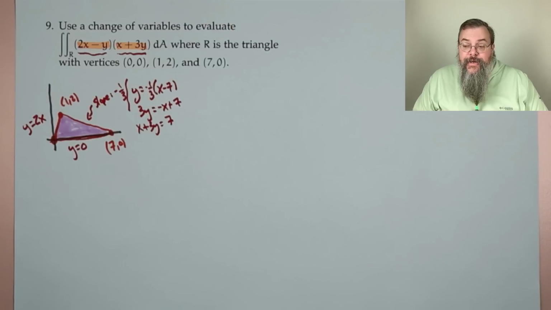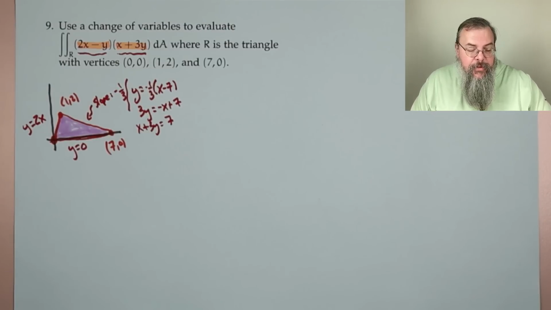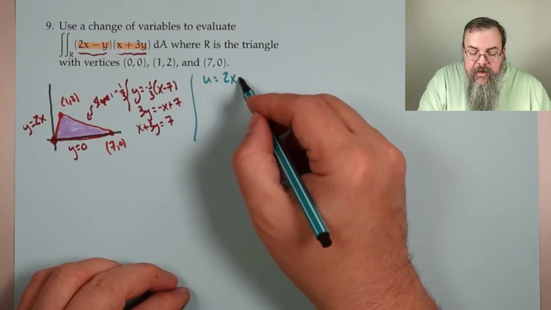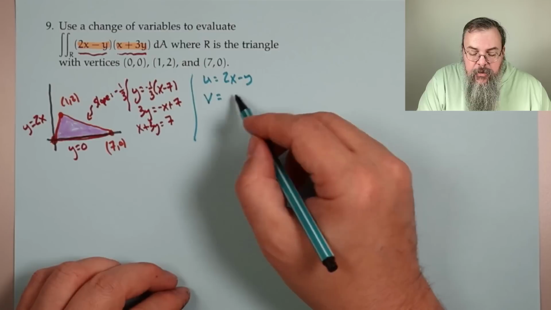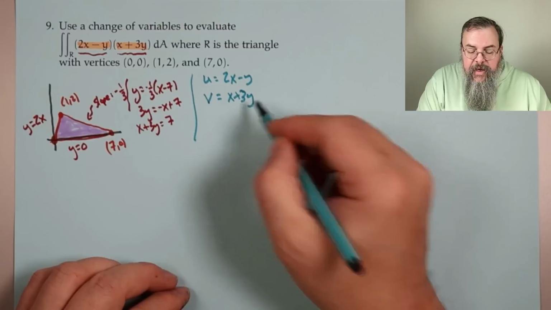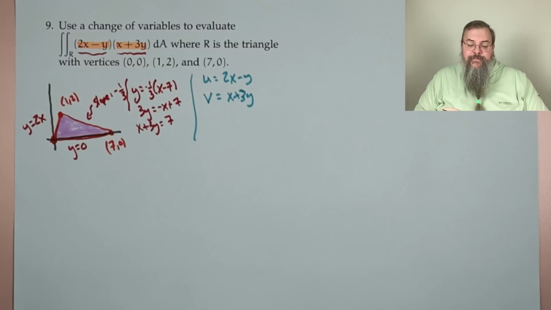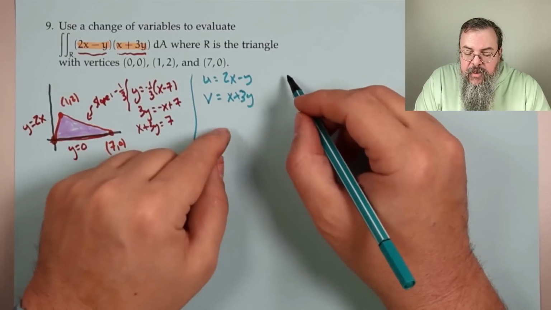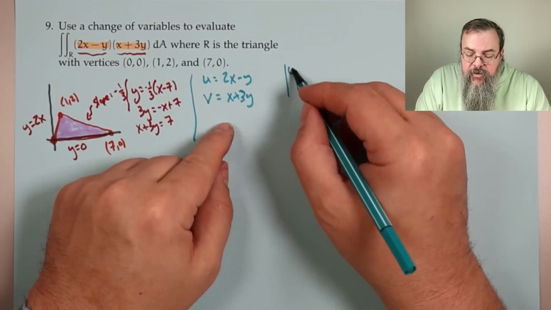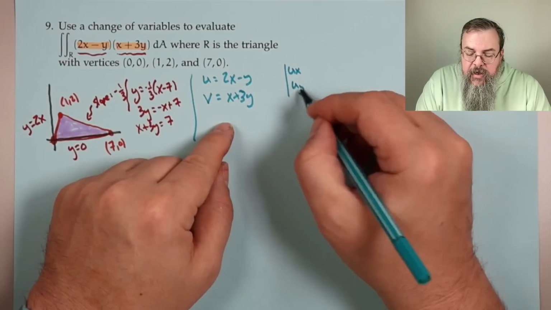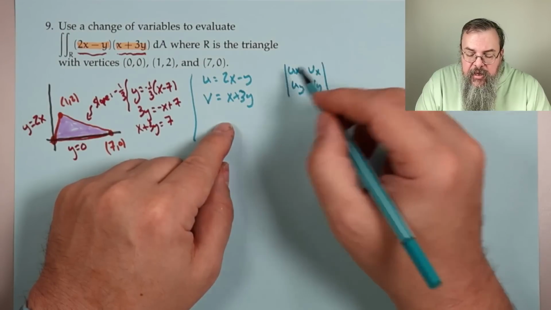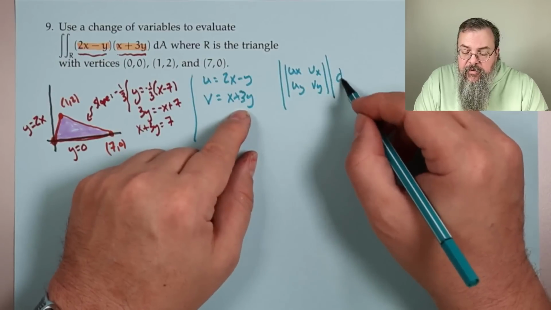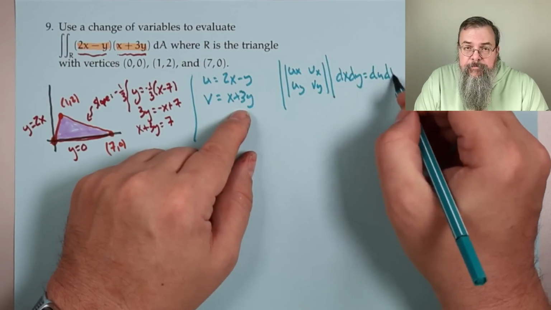We say, all right, we know what our substitutions are going to be. So we have the following. We're going to let u equal 2x minus y, and we're going to let v equal x plus 3y. All right, so there's our substitution. Now, let's do the Jacobian. We take u sub x and u sub y, v sub x, v sub y, take that determinant, take the absolute value of it, and notice these are functions of x, y. So this is going to be times dx dy equals du dv.